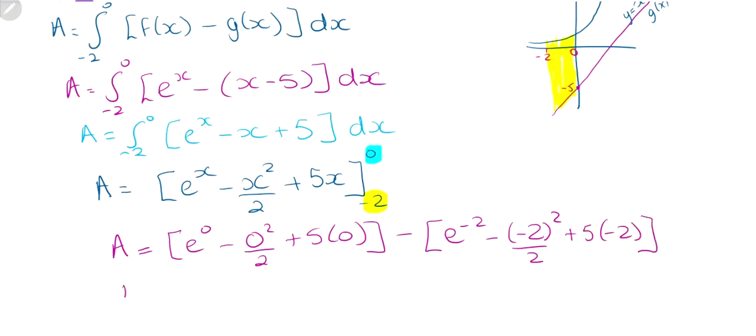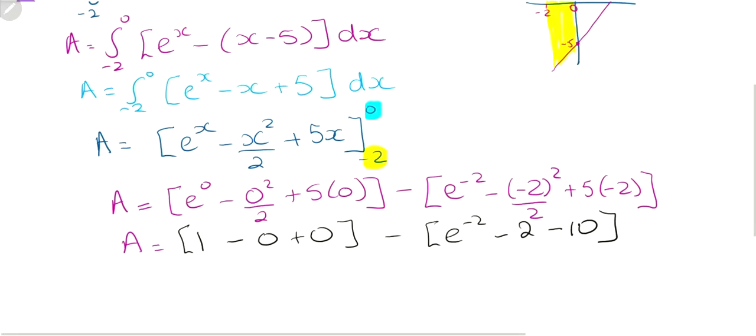And now we need to simplify this further. So e^0 is 1. This is going to be -0 plus 0. So that's our first one. Now the second one, we have e^-2. I'm going to leave that the same. Now we have -2 squared is 4, and 4 divided by 2 is 2. So I'm going to write this as -2. And then 5 times -2 is going to be -10.